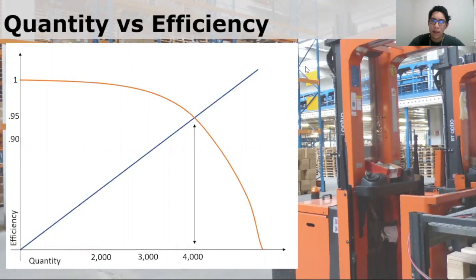This means that the warehouse is going to have a 90% level of efficiency with this level of units being handled.